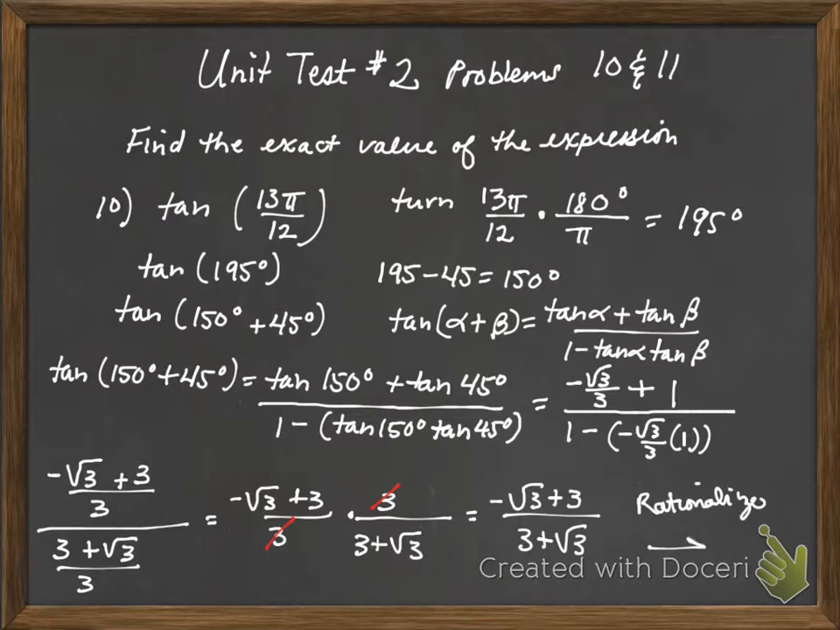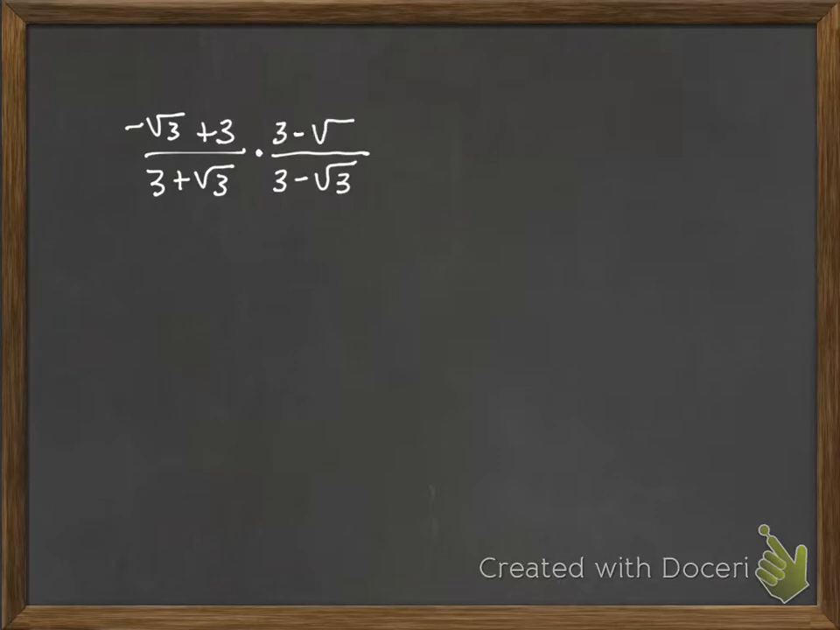So I'm going to go ahead and do that on the next slide. So once again, we had negative radical 3 plus 3 over 3 plus radical 3. Now, to rationalize it, I'm going to go ahead and take the conjugate of the denominator. So that's going to be 3 minus radical 3. And what you do to the bottom, you do the top. Why? Because it's like multiplied by 1.